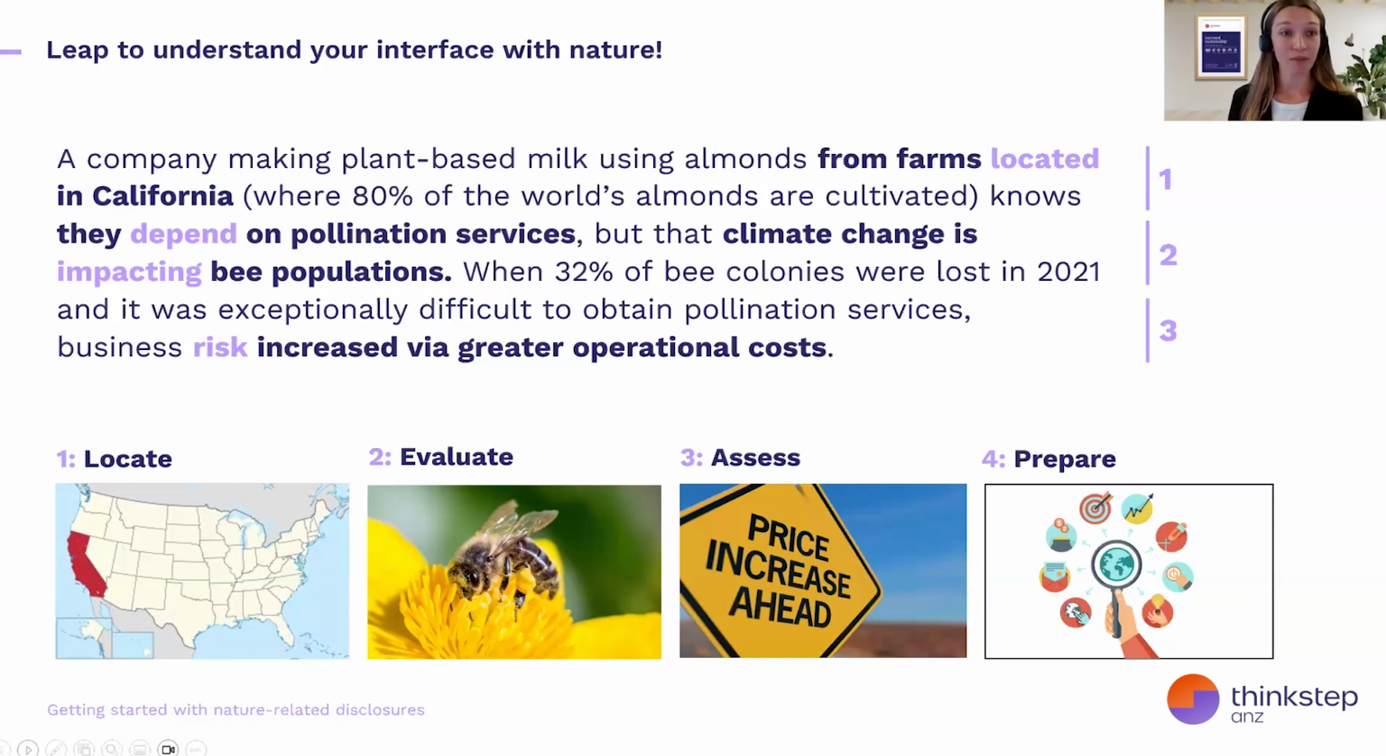2 is then evaluating your impacts and dependencies, i.e. where and what's happening to your bees. And 3, evaluating and assessing your risks and opportunities, which is something we're already familiar with. And then finally, preparing to respond and report. And the TNFD calls this the LEAP approach. You don't need to use this. It's just a tool and it's there to help you think. And that's the logic of thinking.